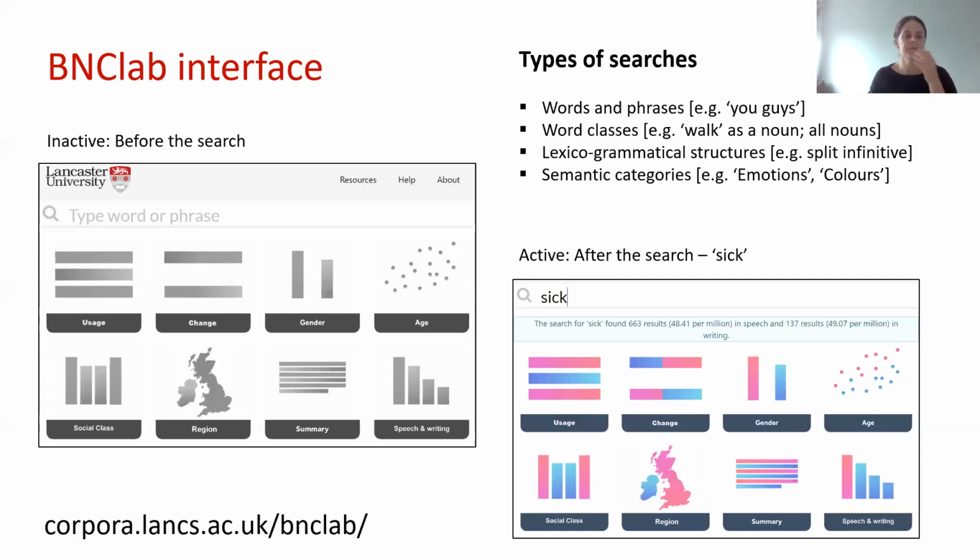So this is what BNClab looks like before anything is typed into it, and you see everything is gray. And once you type your query in, the data gets loaded, and you can start exploring the various functionalities. And you can do all sorts of searches in here, search for words, phrases, etc. I'll talk about that in a little moment. This is where you can access BNClab for yourself.